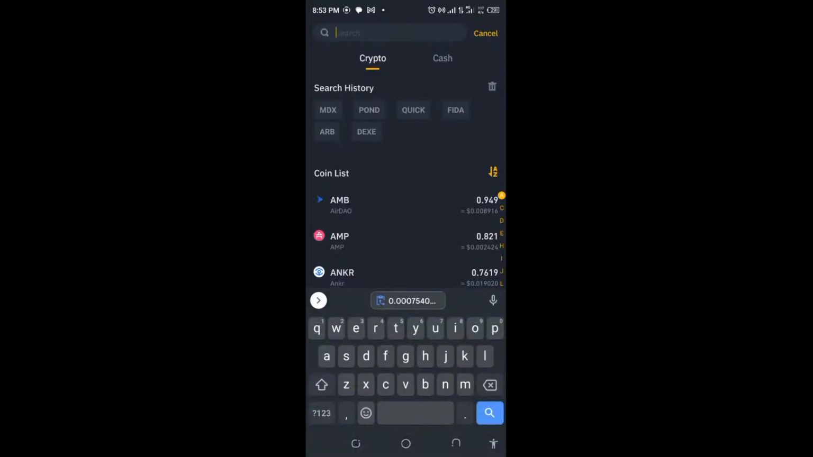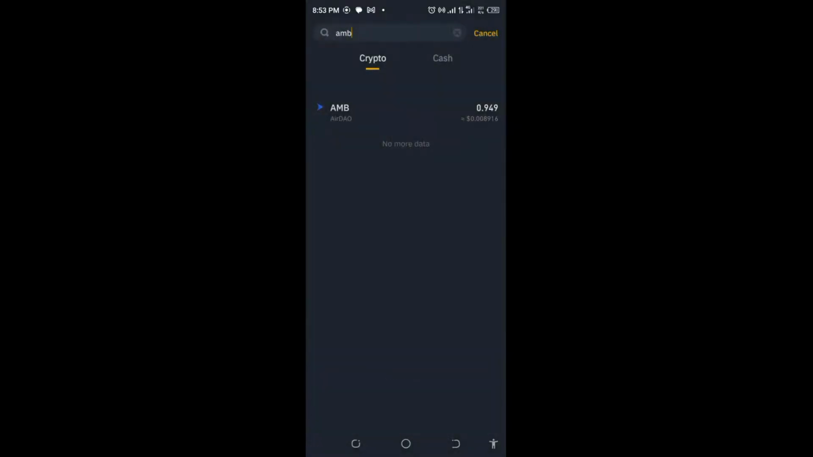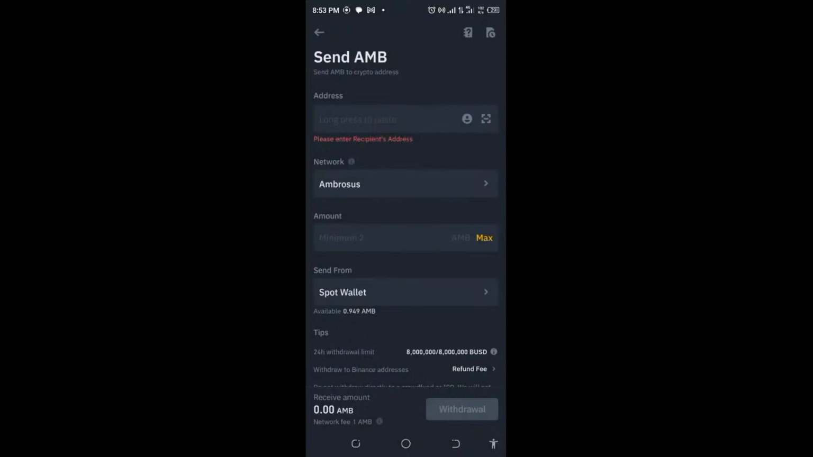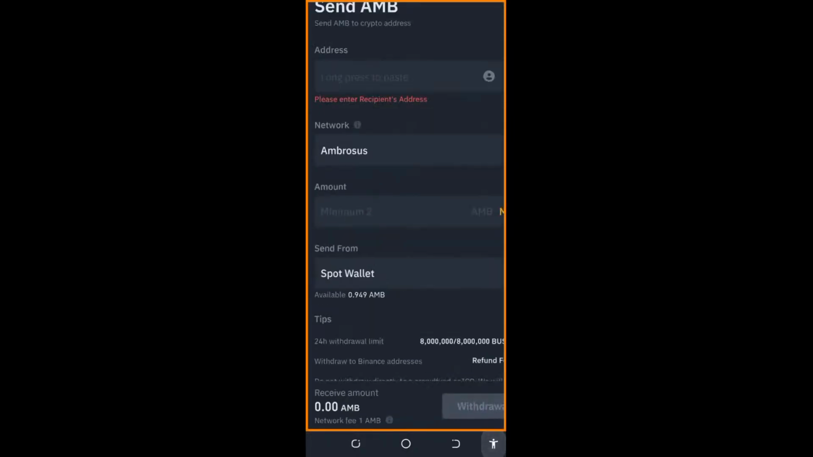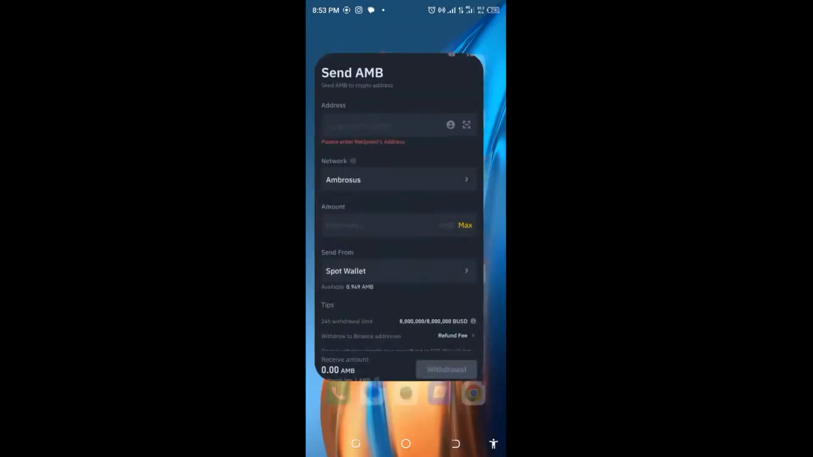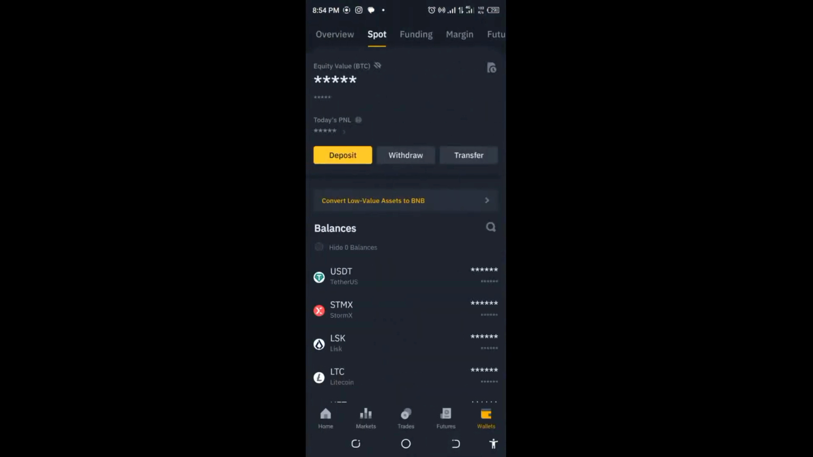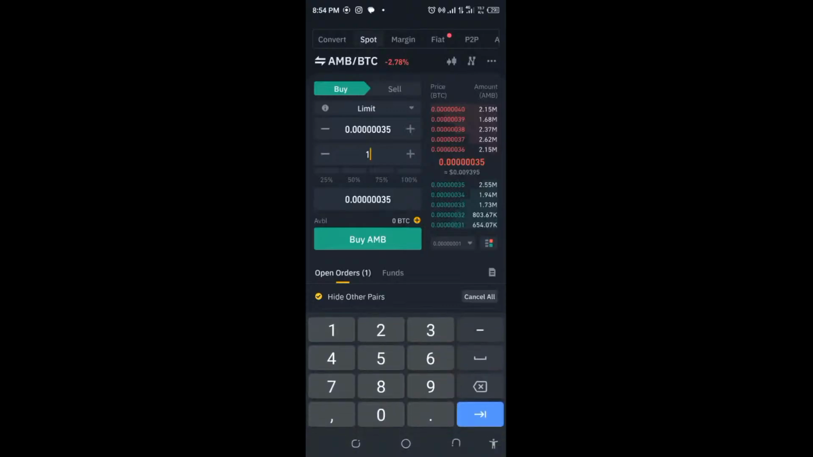So we're going to put that AMB in there, and we'll see. What is the network? Okay, it's Ambrosus, and it's one AMB. Okay, so one AMB is not that much. Let's go back in to see how much one AMB is. If I want to buy one, let's see.